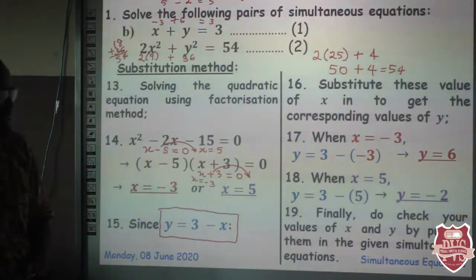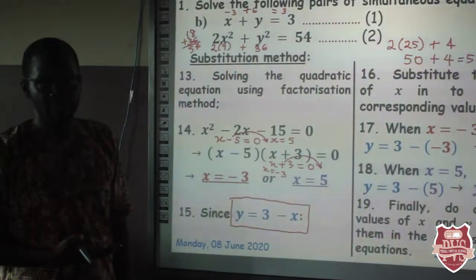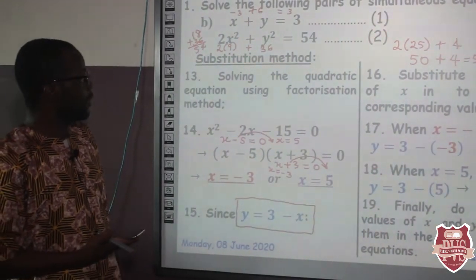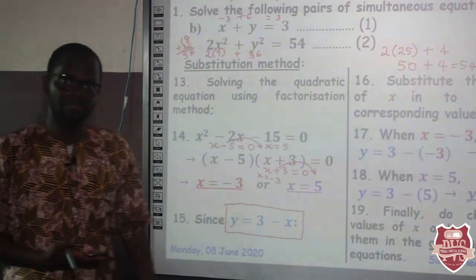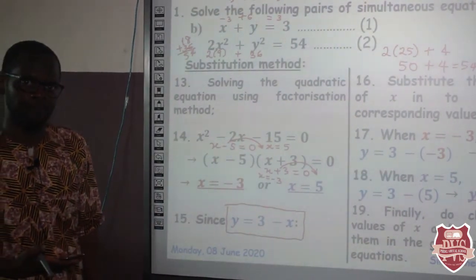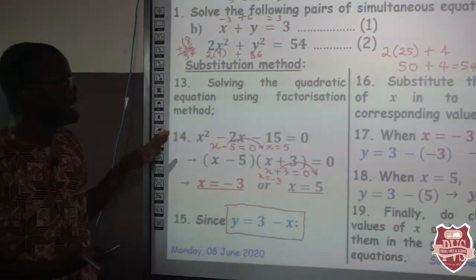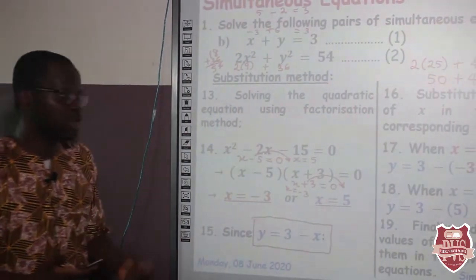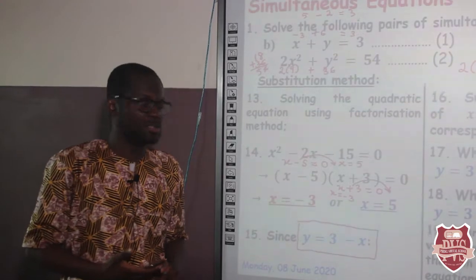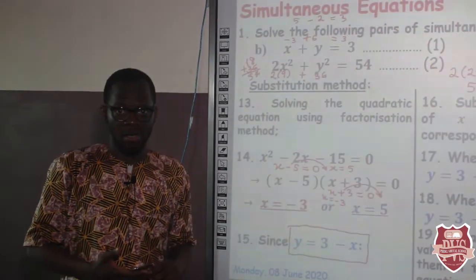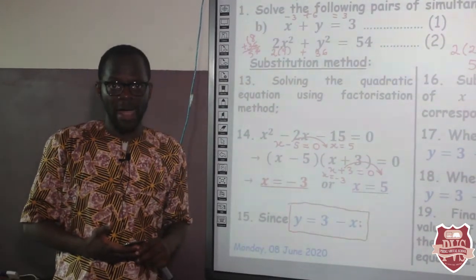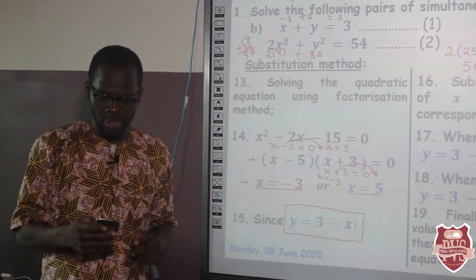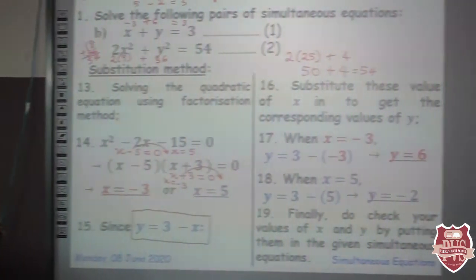So yes, indeed, these values are the correct values for the solution to this given pair of simultaneous equations. Okay, so as you can see clearly, we've shown how to use the substitution method in solving a given pair of simultaneous equations. Now we'll move on to the third example.